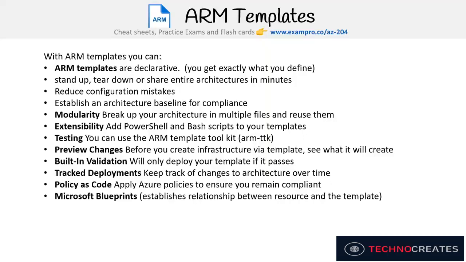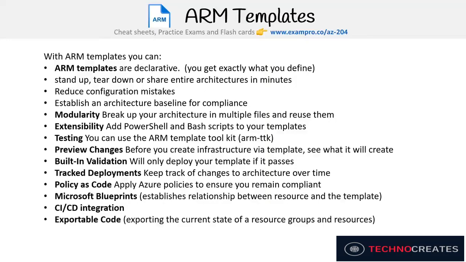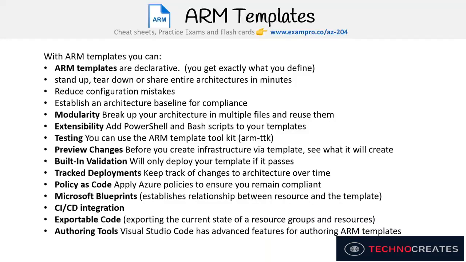And then you have Microsoft Blueprints, which we did cover here, which establishes relationships between resources and templates. So it's just one step further, where ARM templates don't have any relationship with the resources, whereas Blueprints is like a better version of ARM templates. And then you have CI/CD integration and exportable code, so exporting the current state of the resource groups and resources. Authoring tools, I believe, is the last on our list here. You can use Visual Studio Code, which has advanced features for authoring ARM templates. It makes it a lot easier to write them. So there you go.